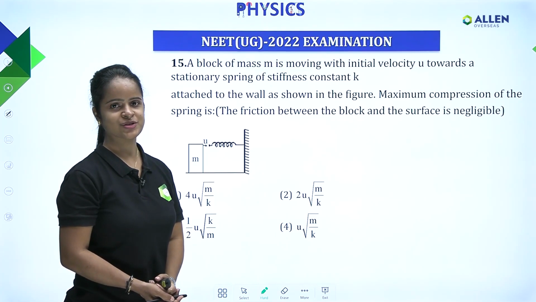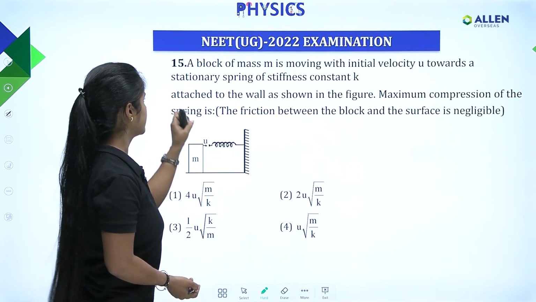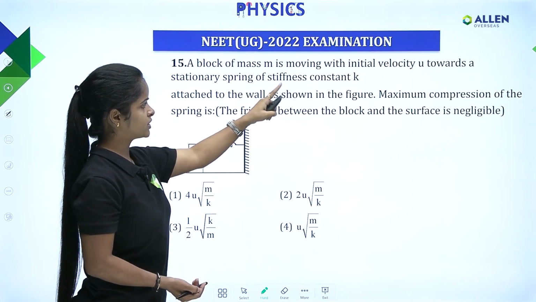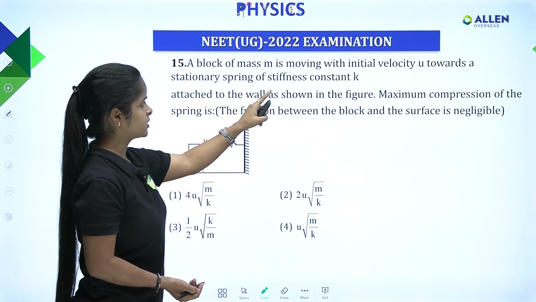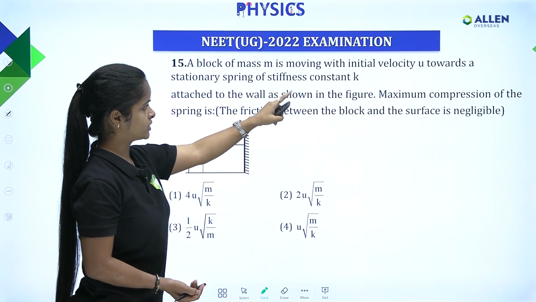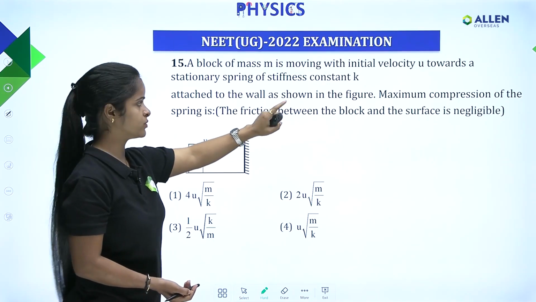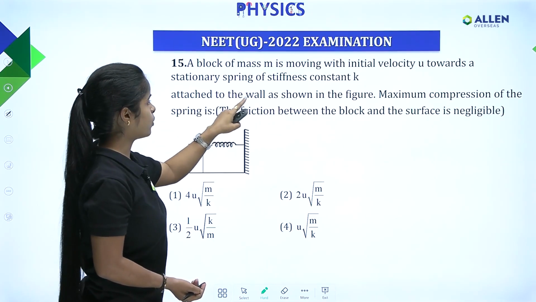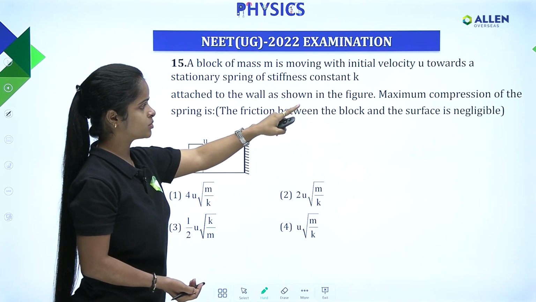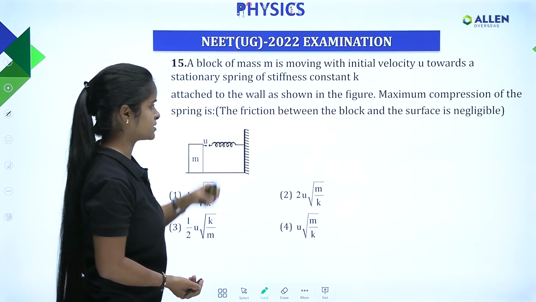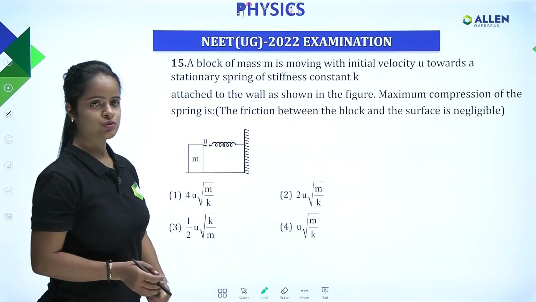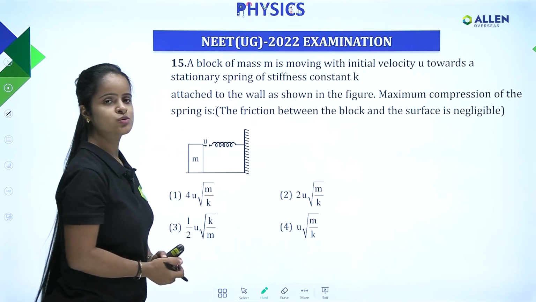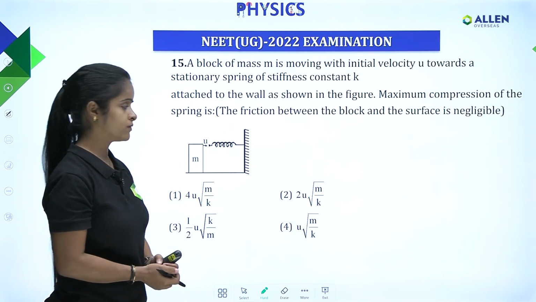Now coming to the next question, question number 15. A block of mass m is moving with initial velocity u towards a stationary spring of stiffness constant k attached to the wall as shown in the figure. The maximum compression of the spring is? So in this figure, as it is known to everyone, we are going to use which concept? Law of conservation of energy.